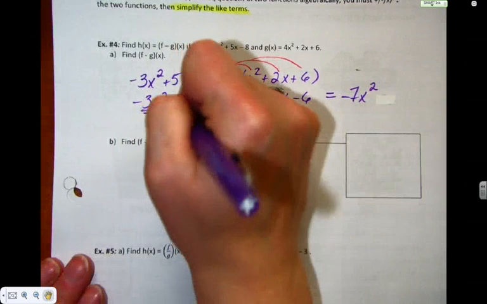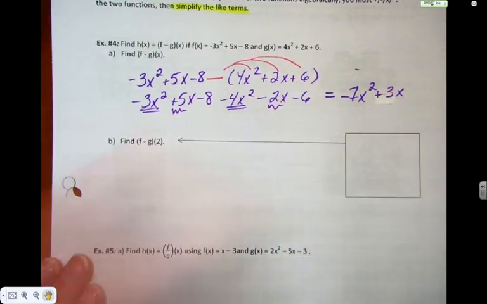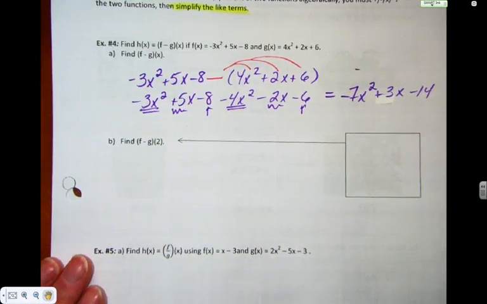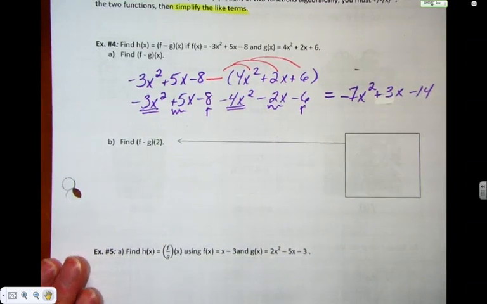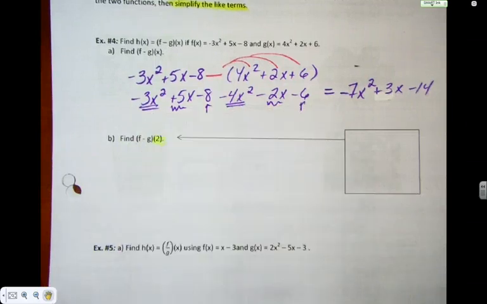Okay, how many x's do we have? And the constants. That's it. That's done. That's what the question wants. Subtract the functions. There we go. Questions so far? Look at part B. Just steal my thunder. You know, just steal that from me.